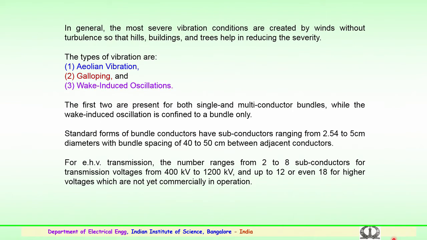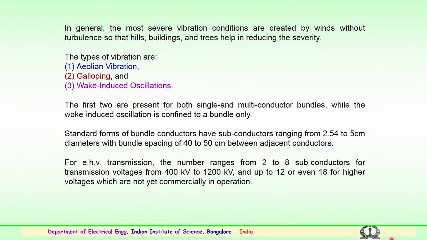In general, the most severe vibrational conditions are created by winds without turbulence. Hills, mountainous areas, buildings and trees particularly help in reducing the severity. Any turbulent winds could be blocked by these high rise buildings, hills, trees next to it. Some of the types of vibration are known as the aeolian vibration, the second is the galloping, and the third is the wake induced oscillations.